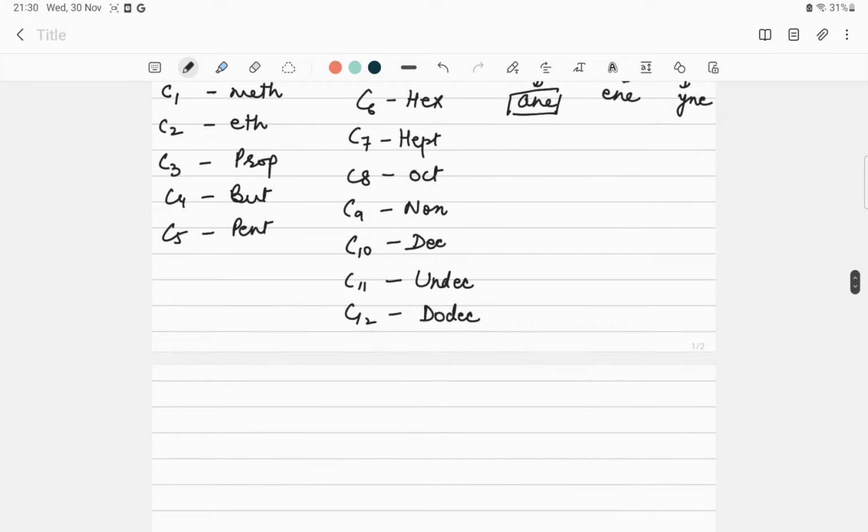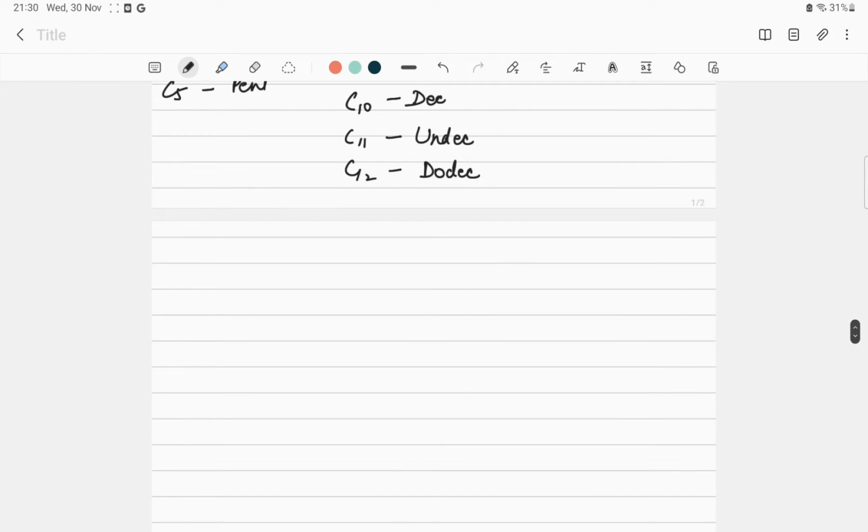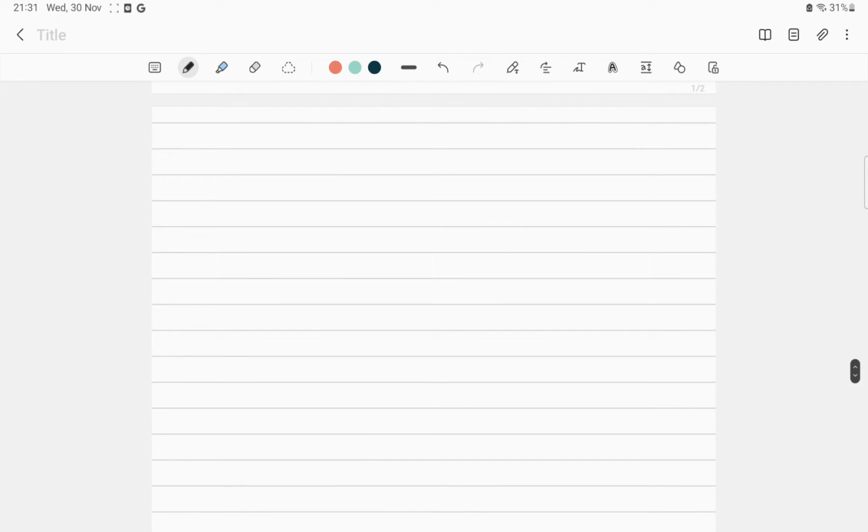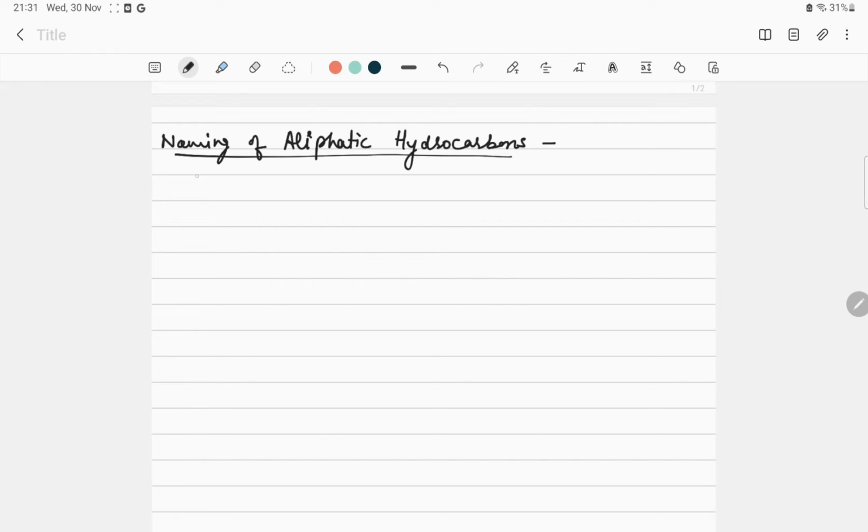So that is how we can have the primary suffix, and we can have the secondary suffix also if there is any functional group present. So now let's start with the naming without any functional group. We are starting with the naming of aliphatic hydrocarbons, and in the aliphatic hydrocarbons also, we are starting with the naming of alkanes.